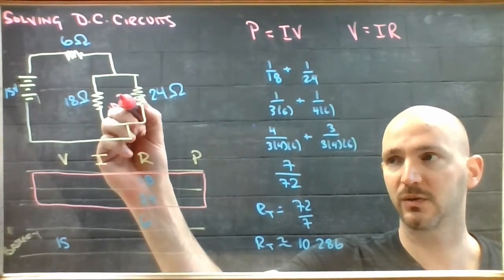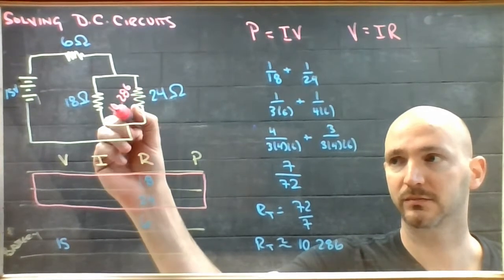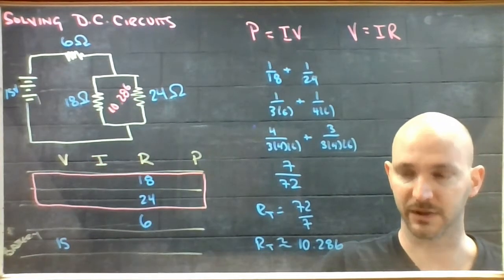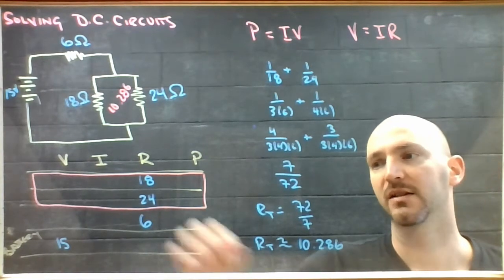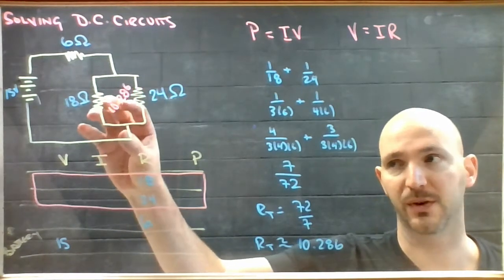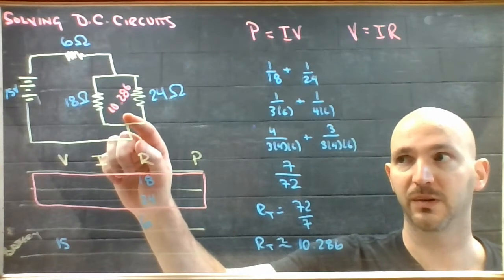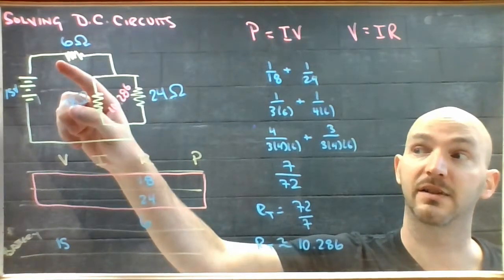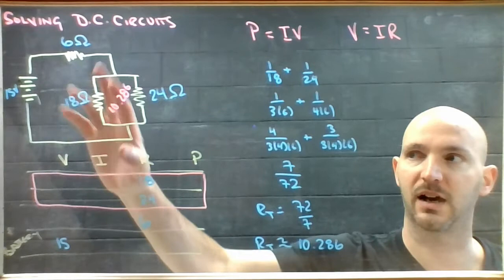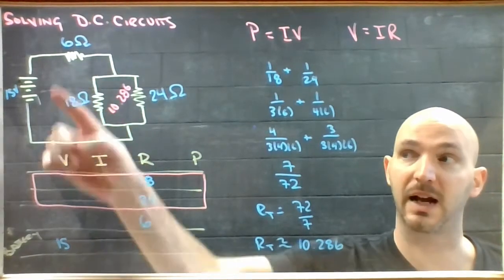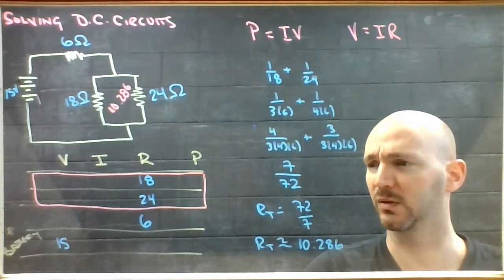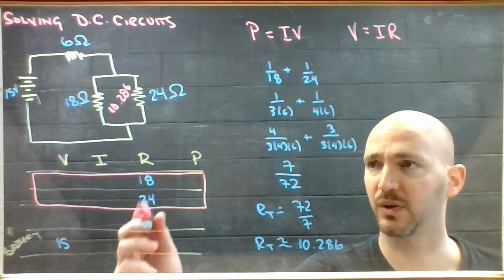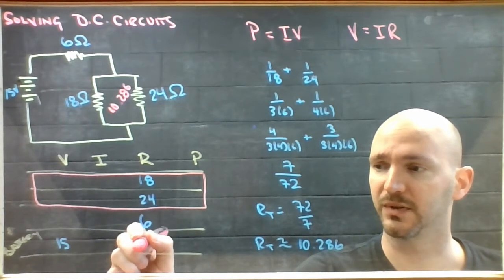So this thing here was worth 10.286. I'm just going to write that in my diagram there. So if this structure is worth 10.286 ohms, and it's wired in series with 6 ohms, then I should get the total resistance by adding this to this, which would end up giving me a total of 16.286 ohms.